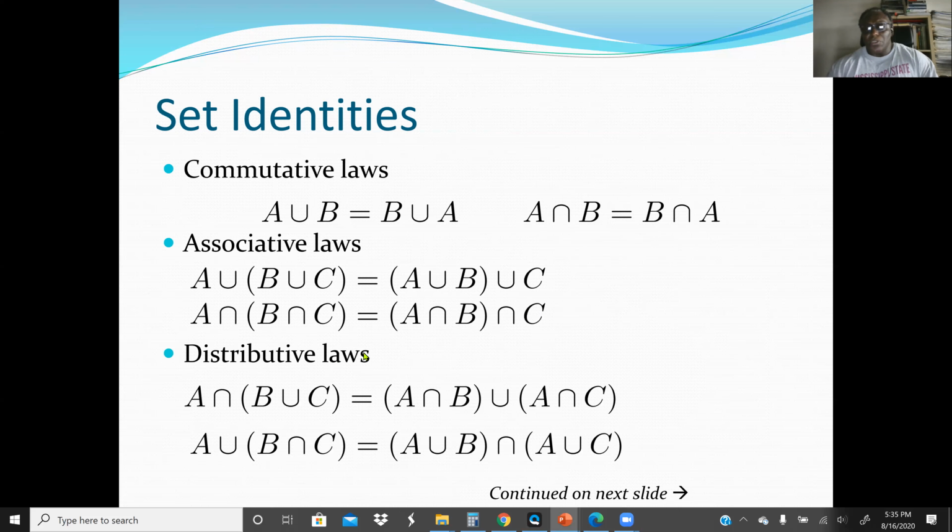Then the distributive laws. This is where we have a little bit of difference from our arithmetic operations. If I have A intersect parenthesis B union C, with B union C in parentheses, we are going to distribute: A intersect B, then the union, then A intersect C. So it will be A intersect B, union, A intersect C. The same thing applies to A union parenthesis B intersect C. So we distribute: A union B intersect A union C.